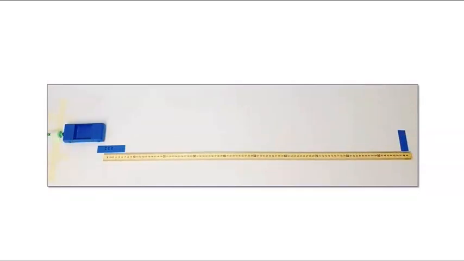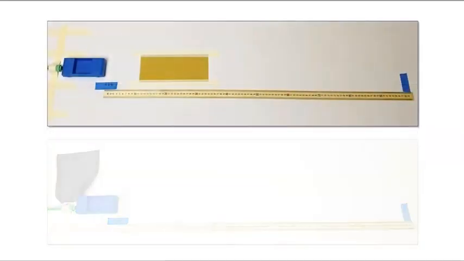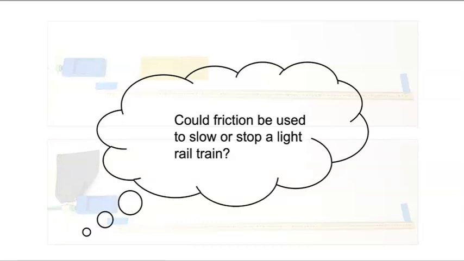That was a great activity. I learned so much. Did you? When we used 5 newtons of force with no sandpaper or felt, the train model traveled in a straight line and crossed the finish line. When we used 5 newtons of force with sandpaper, the train still crossed the finish line, but the sandpaper slowed the train down a little bit. And what happened when we used the felt? Once again, the train crossed the finish line, but the felt slowed the train model even more than the sandpaper did. I wonder, could friction be used to slow or stop a light rail train?